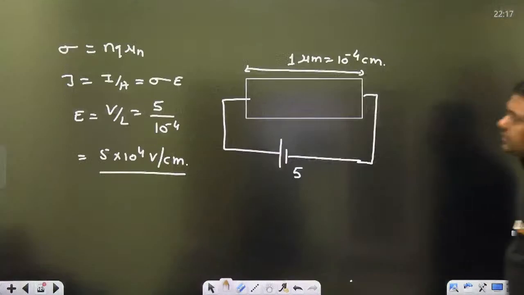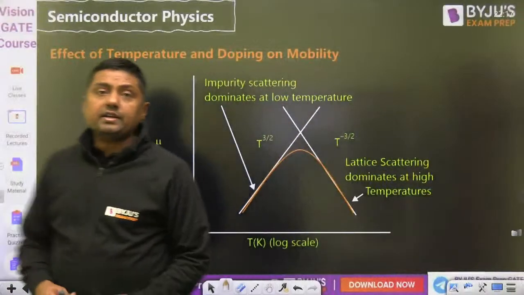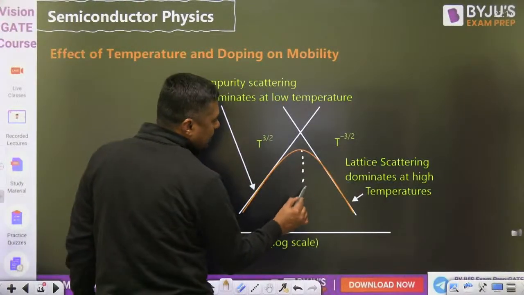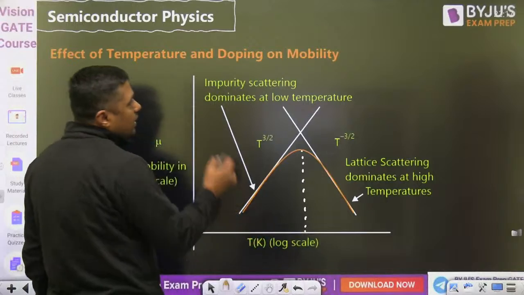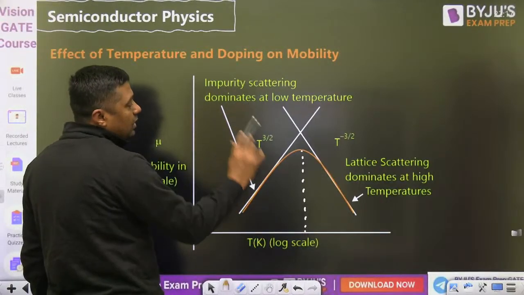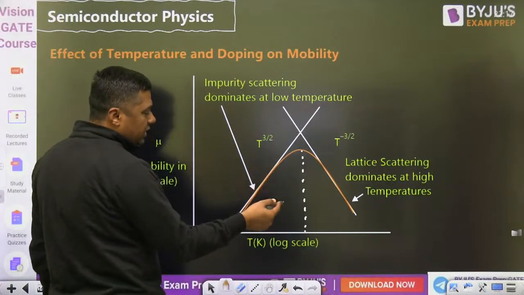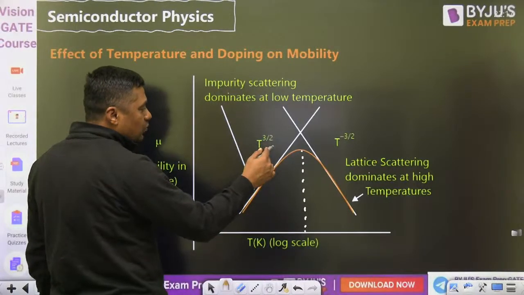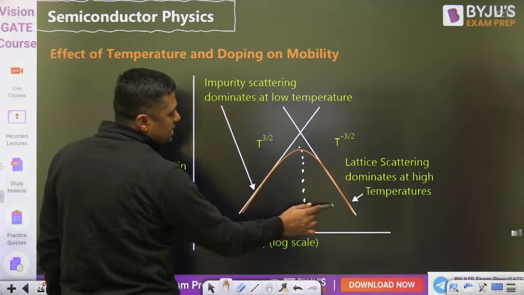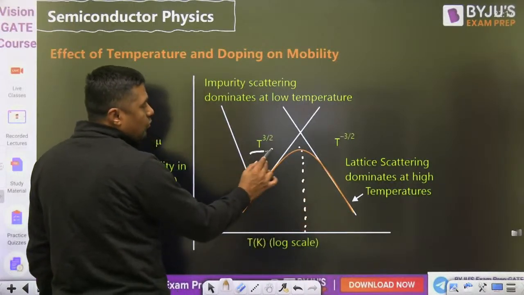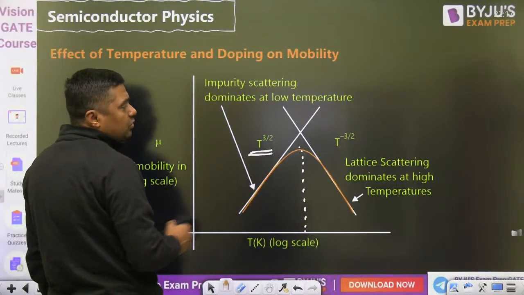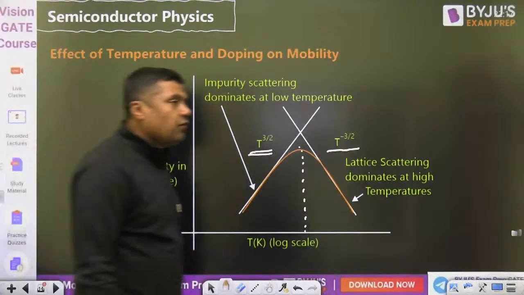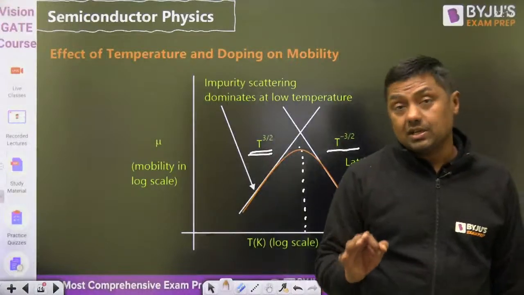Second thing, sometimes they will ask about lattice scattering. When the temperature is low, just below 100 degree Kelvin, impurity scattering is dominant. Above or nearly equal to 100 degree Kelvin, lattice scattering is dominant. Here, when we increase the temperature, mobility increases. But after this point, increasing the temperature, mobility decreases. Mobility is proportional to T raised to power 3 by 2 in the first region, and proportional to T raised to power minus 3 by 2 in the second. So that is the dependency of mobility on temperature.